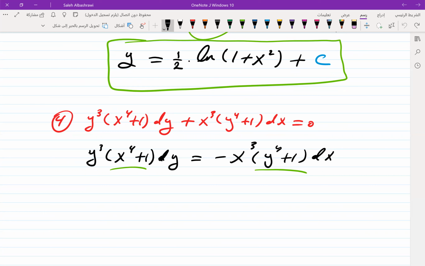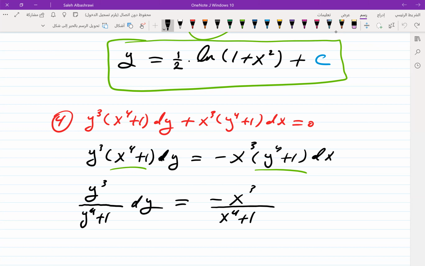I will have y³ divided by (y⁴ + 1) dy equal to minus x³ divided by (x⁴ + 1) dx. This will be the form after we separated the variables x and y. y³ over (y⁴ + 1) dy equals minus x³ over (x⁴ + 1) dx. Now integrate.